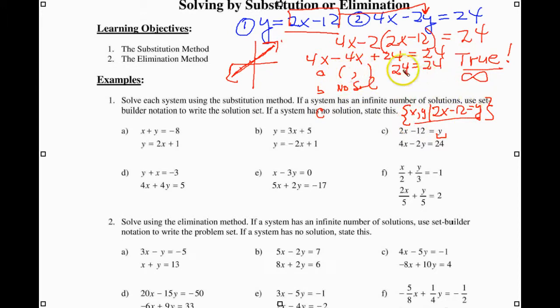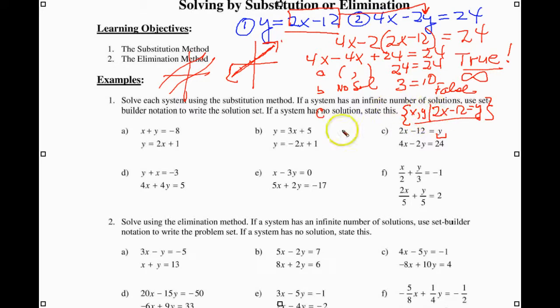Now, if you get something like this and it says 3 equals 10, the x's or the y's would cancel out and you get a not true statement. This is false. Then your answer is no solution because these lines are parallel. That is, they would have gone like sort of like that, okay? In substitution or the other method, elimination, this is what you get.